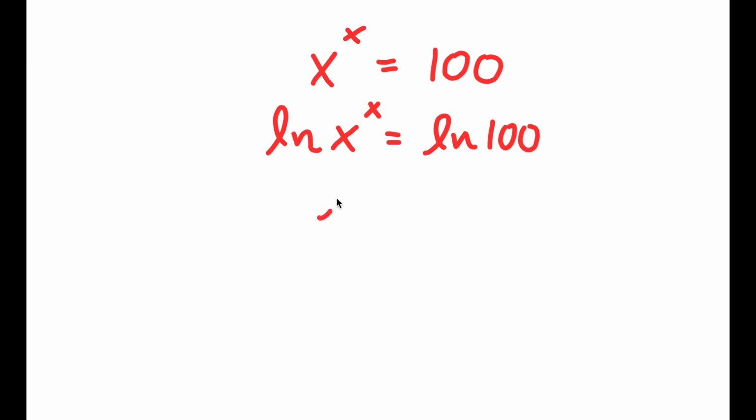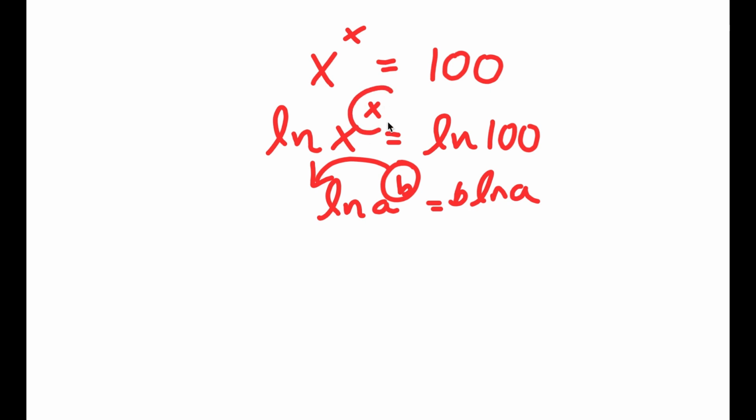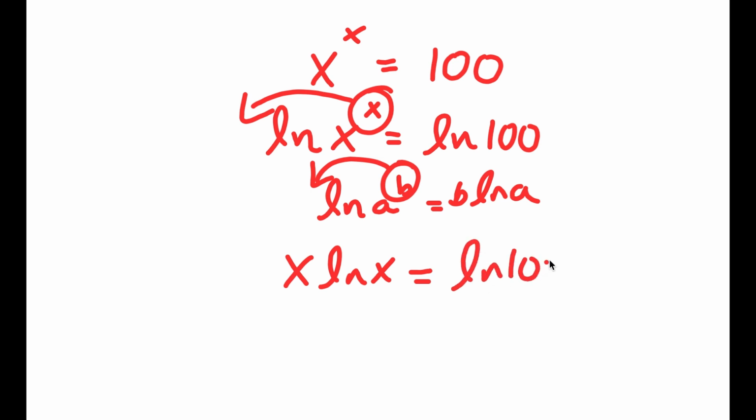Now, if I have something in the form ln of a to the power of b, I can move this exponent b to the front. So this is going to equal b times ln a. So for ln of x to the power of x, I can move x to the front, and I'm going to get x times ln x is equal to ln 100.